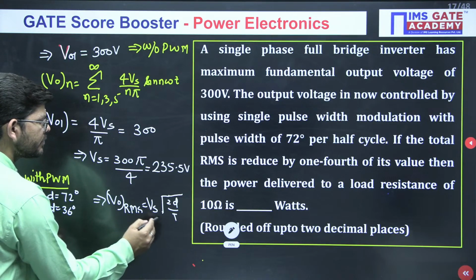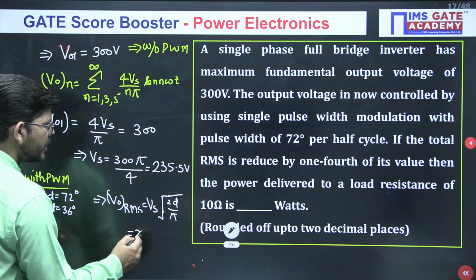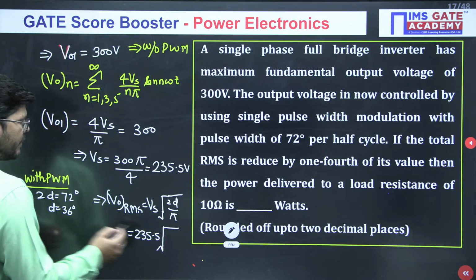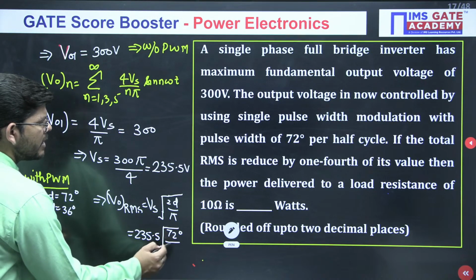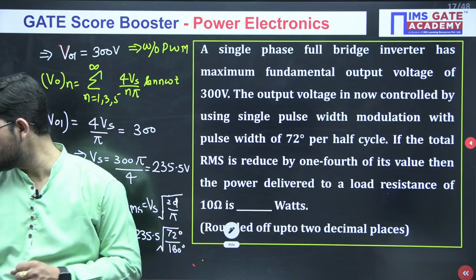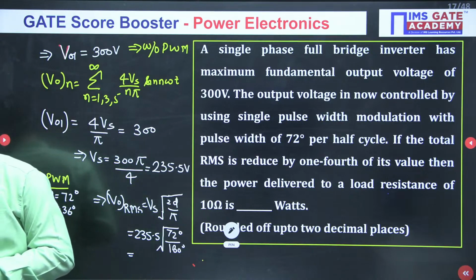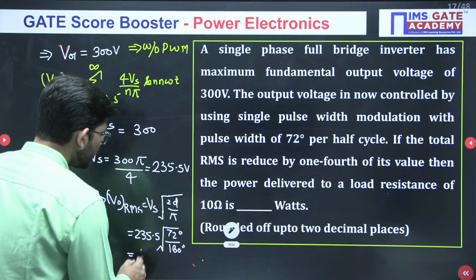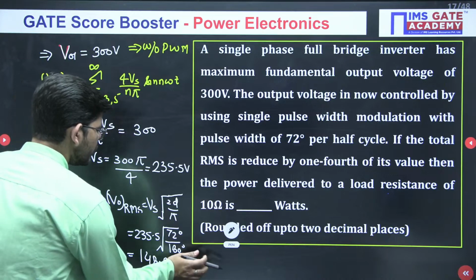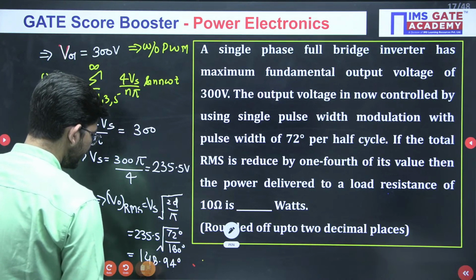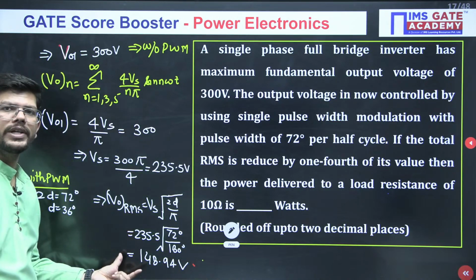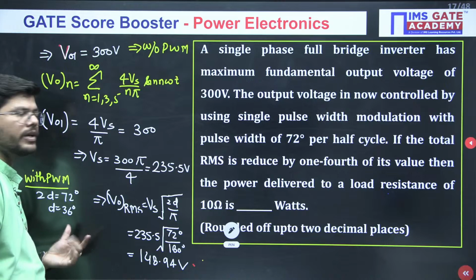So Vs is 235.5 under root, what is 2D? 2D is given 72. What is pi? 180 degree. So when you solve it, you will get an output voltage of 148.94 volt, not degree, it will be in volts. So that is the total output voltage. This is what you will be having for this particular pulse width.